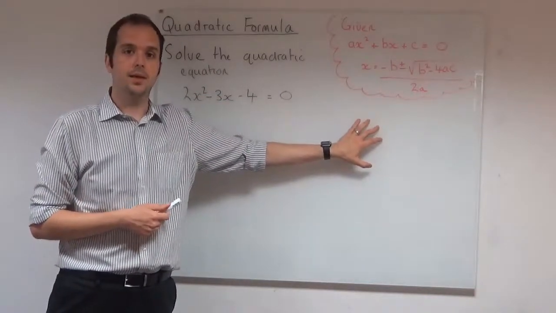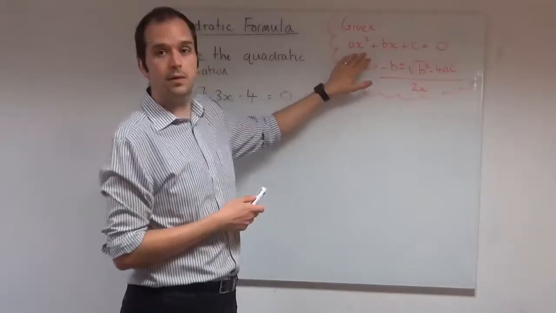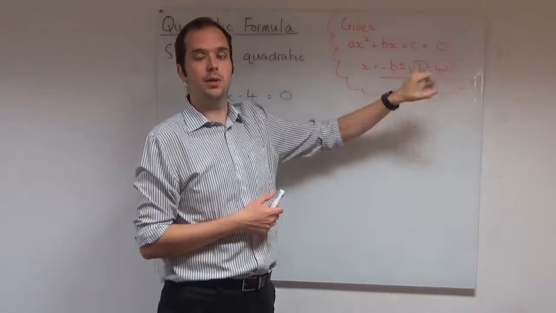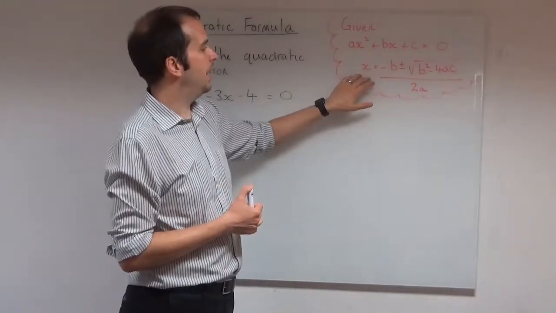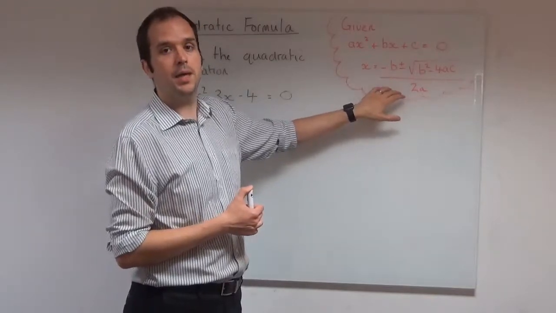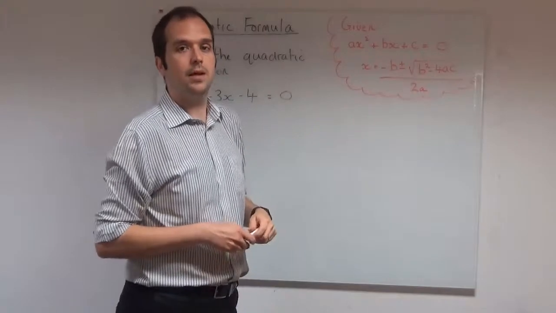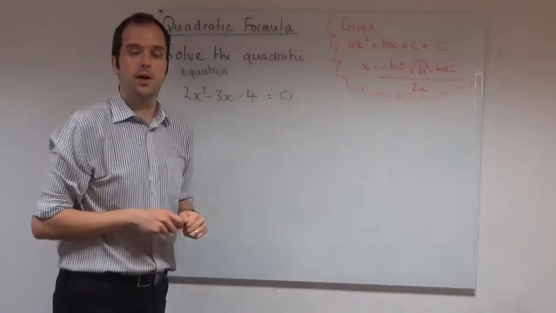going to use today. So the quadratic formula tells us that a quadratic equation of the form ax squared plus bx plus c equal to 0, the solution to it is given by x is equal to minus b plus or minus the square root of b squared minus 4ac, and then all of that is divided by 2a.